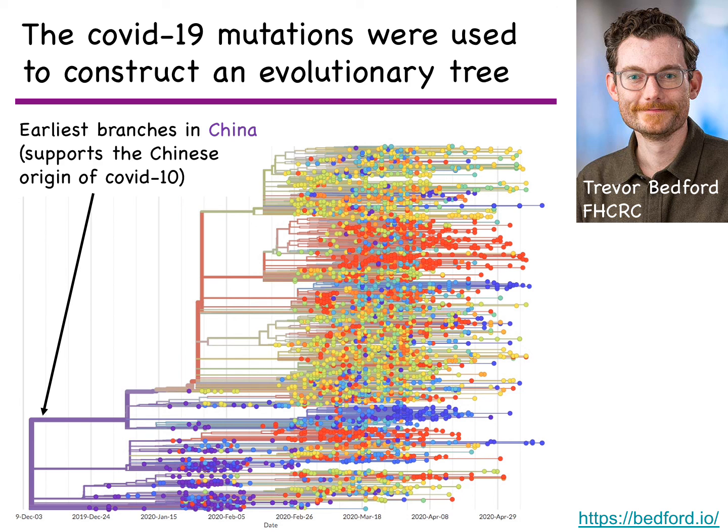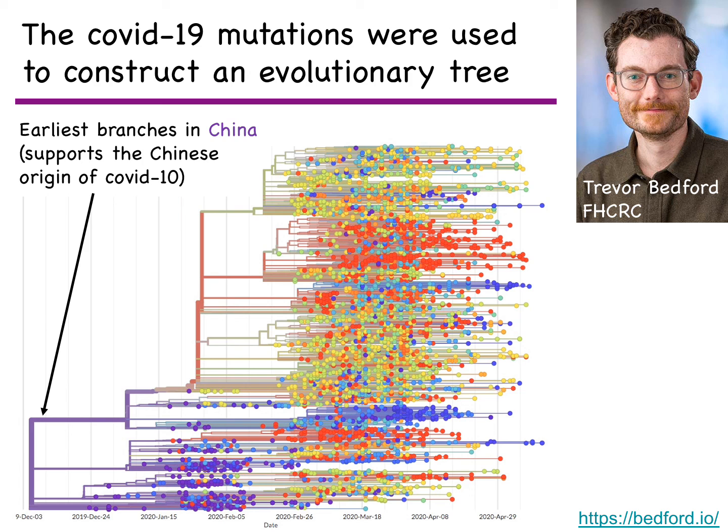One of the points is that this tree was just constructed with sequence information, and the interesting part of this is more of a reality check. All the earliest branches arise in China, so that's basically just supports the Chinese origin of COVID. COVID should say COVID-19. I've got a typo in my slide here. I'll correct that later. But the point is that this is really more of a reality check because I don't think there was any uncertainty about the origin of the virus. But it's just interesting that the evolutionary tree that's constructed based on this information also matches what we actually know.